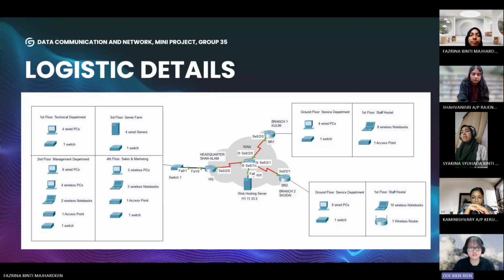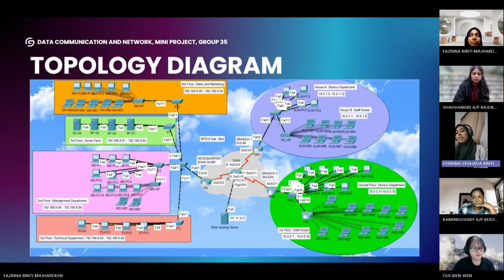Coming to the logistic details, we have involved PCs, servers, a switch, a wireless PC, a wireless notebook, an access point, and a wireless router. Next. So here is the topology diagram based on the requirement. The left side here is the Shah Alam HQ, the orange, the light green, the pink one, and the brick for Shah Alam HQ. And the light purple here is for Kulim, and the green at the right side is for Skudai.